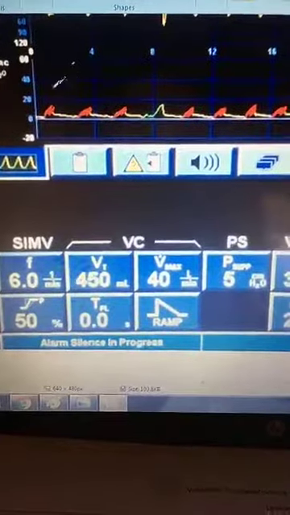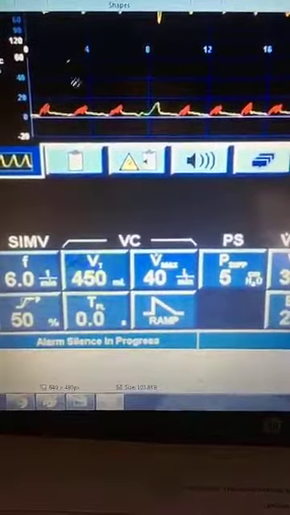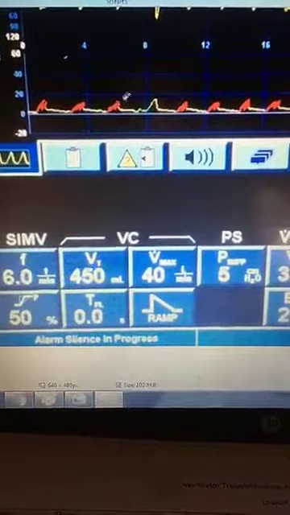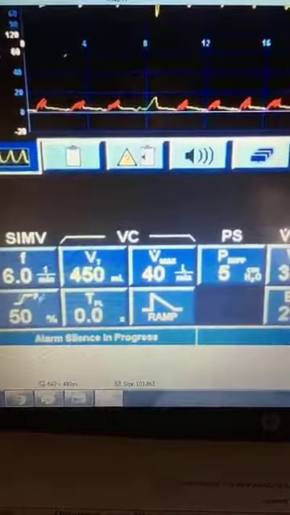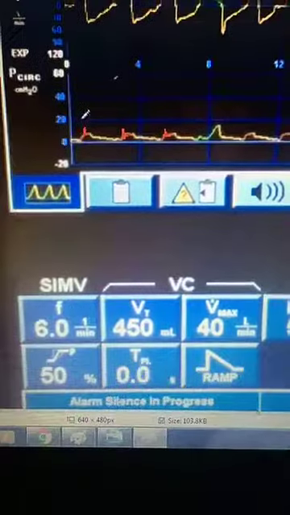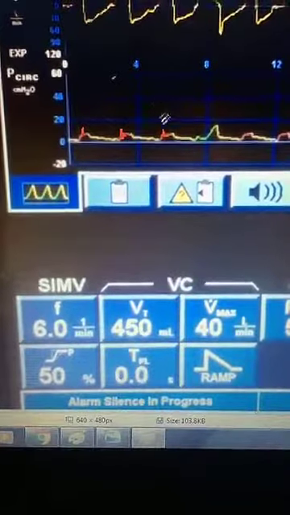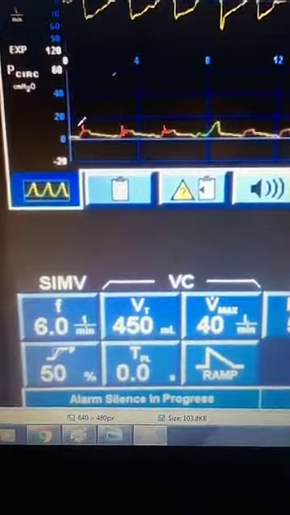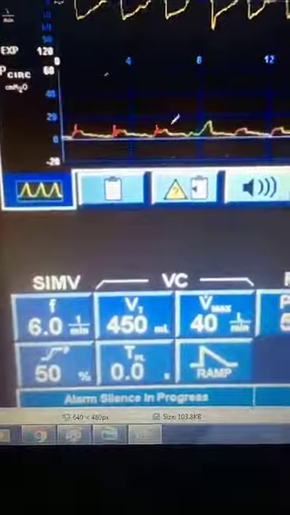As you can see, we have a lag here in our spontaneous breaths. So in order to fix that, you're going to want to increase your rise time down here. The opposite of that is the issue with the spikes. If you see spikes, your rise time is too high, you need to turn it down.